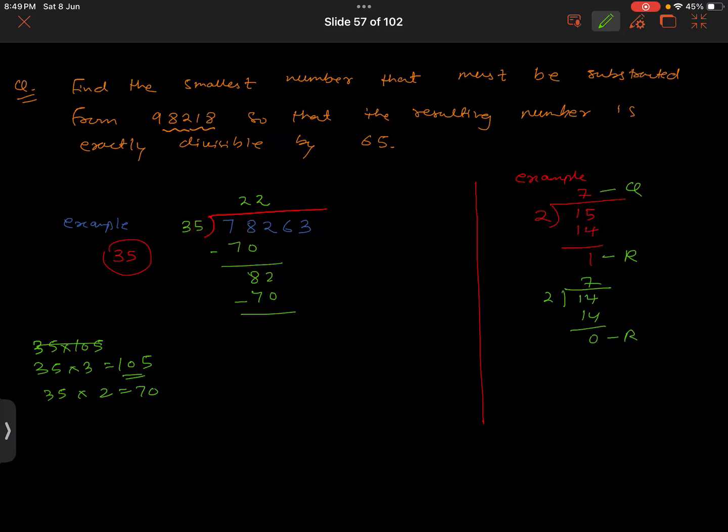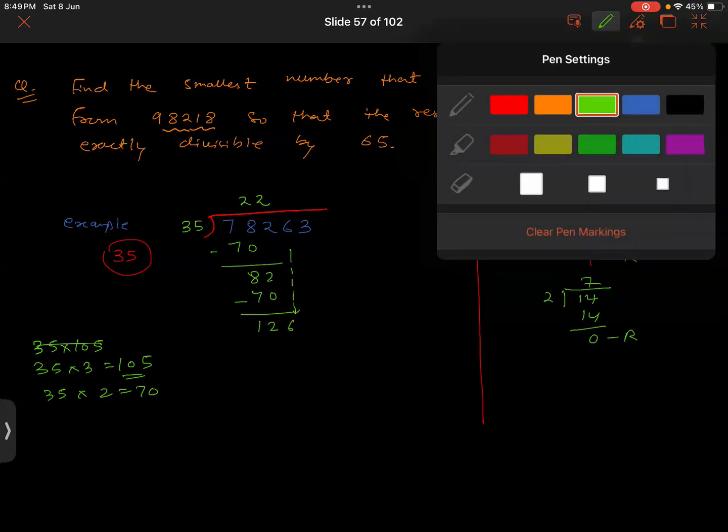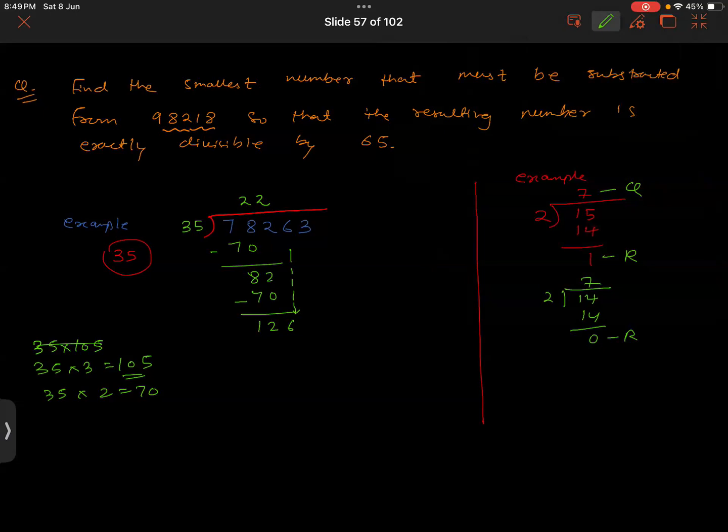Right now. Okay then. So 82 minus 70, that is 12. Then again, bring this 6 over here. Now we have got 35 and 126. So 35 2s are 70, and we learned that 35 3s are 105, but 35 4s are 140. So which number should I be taking? 70, 105 or 140?